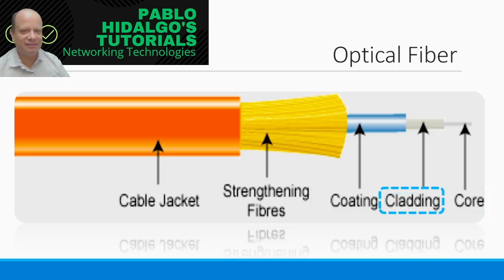Then we have the cladding. This is the thin layer that surrounds the fiber core and serves as a boundary that contains the light waves and causes the refraction, enabling data to travel throughout the length of the fiber segment.